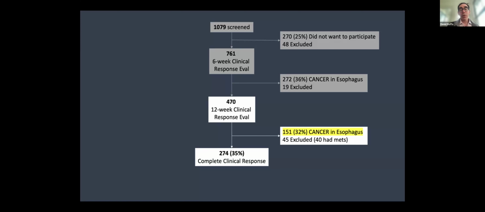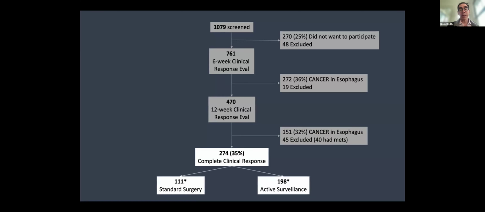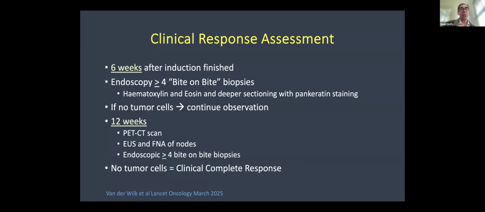But they deemed 35% had a complete clinical response from this group. And from this, 111 underwent standard surgery, 198 underwent active surveillance. The numbers don't completely match up because they actually brought in some of the pre-Sano patients. And so this was the clinical response assessment.